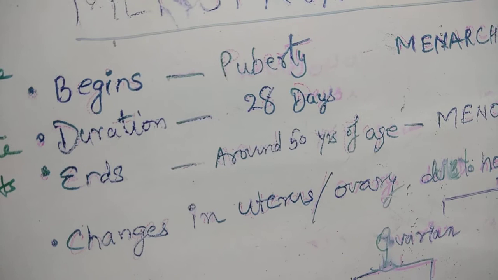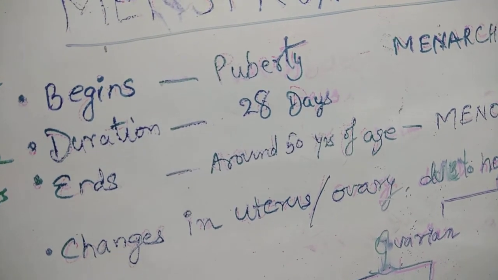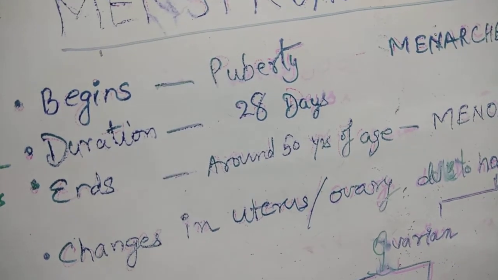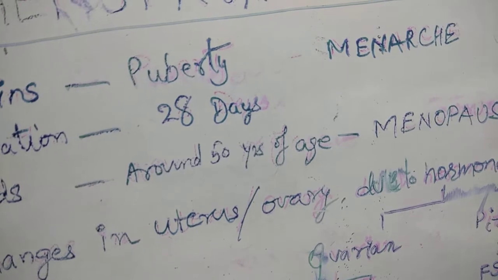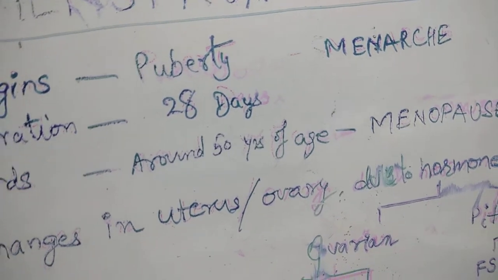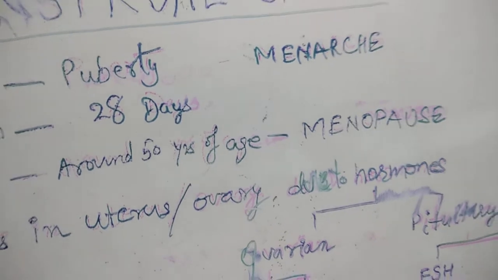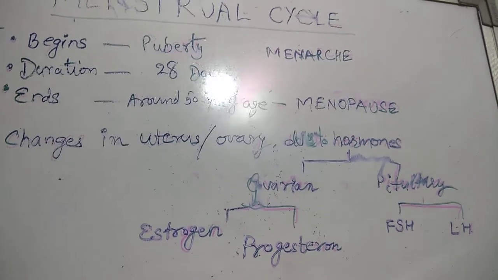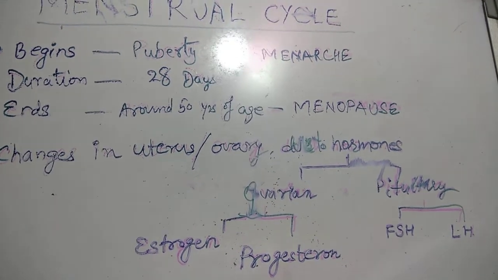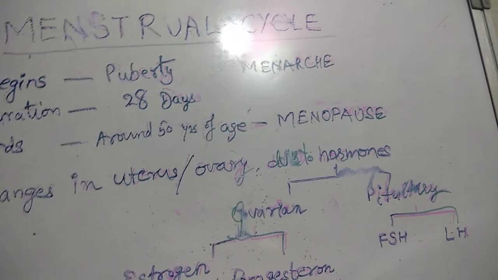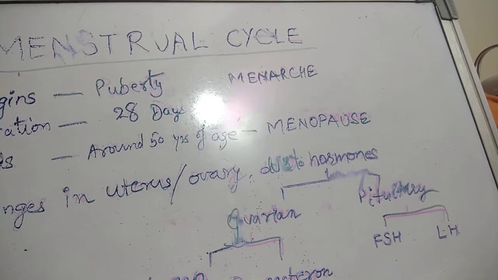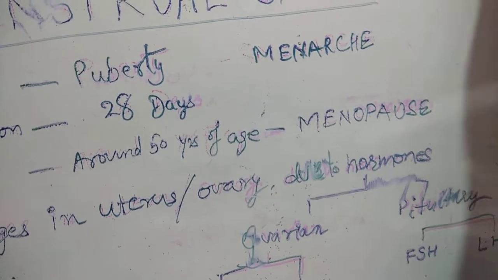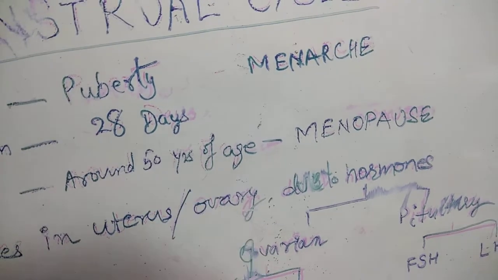Why do these cyclical changes occur? In the menstrual cycle, cyclical changes occur in the uterus and ovary both. And why? Due to hormones. Which hormones? Ovarian hormones and pituitary hormones both. Ovarian hormones, estrogen and progesterone, and pituitary hormones, FSH and LH. As the level of these hormones changes, there are cyclical changes which occur in the female adult.